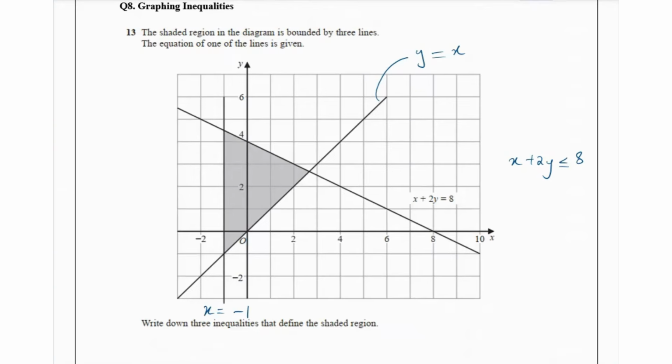And then for x equals -1, we're looking at the region where the values of x are increasing, which means x is greater than or equal to -1. Then for y equals x, we're looking at the values above the line, where the values of y are increasing. So y is also greater than or equal to x. These are your three inequalities based on the given graph.